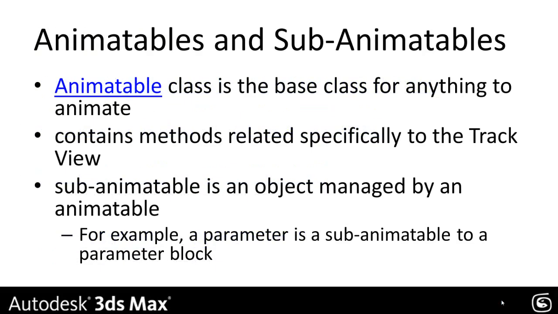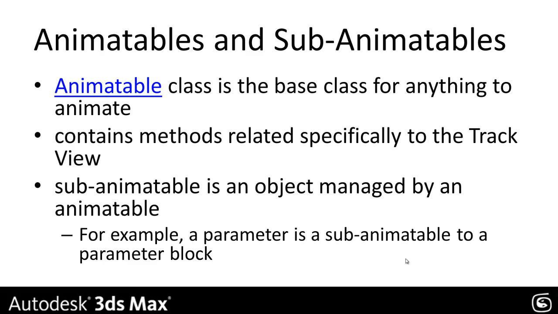And then that leads us to animatables and sub-animatables. So animatable is the base class for anything to animate. If you remember back to the very beginning, we looked at the class hierarchy, and animatable is actually right at the top of all the objects that are in 3ds Max. I mean, anything that can go into the 3ds Max scene, and parameters, all of those things can be animated. So the animatable is the base class.